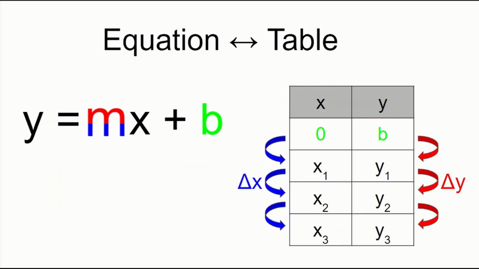Going from an equation to the table, looking for our slope that's in front of x, that's going to tell us what our change in y and our change in x are going to be. And looking at the constant by itself is going to tell us our y-intercept or a starting point.